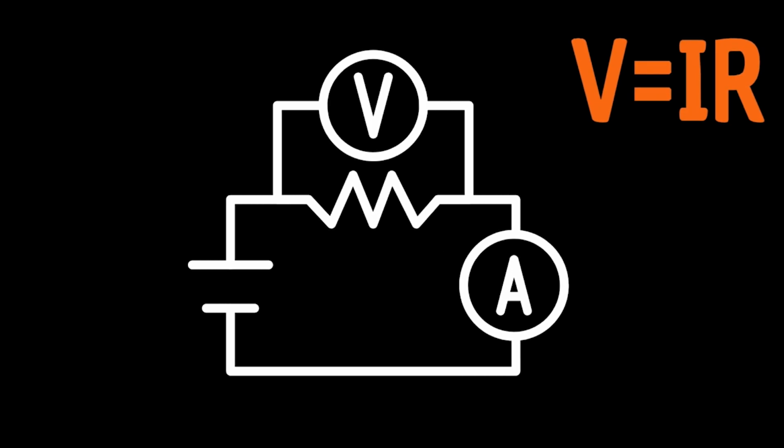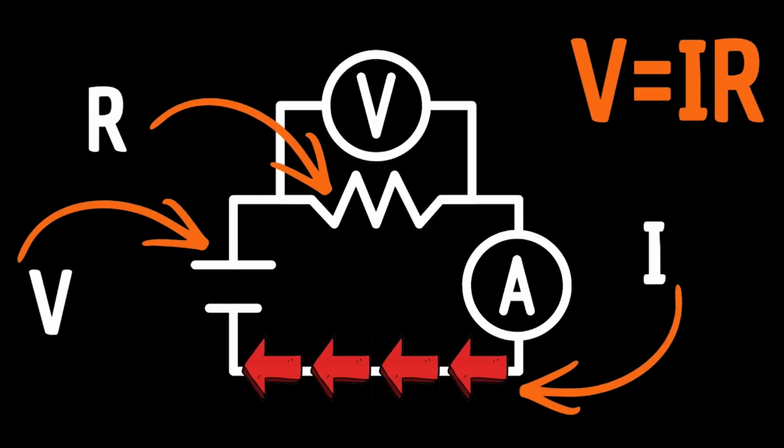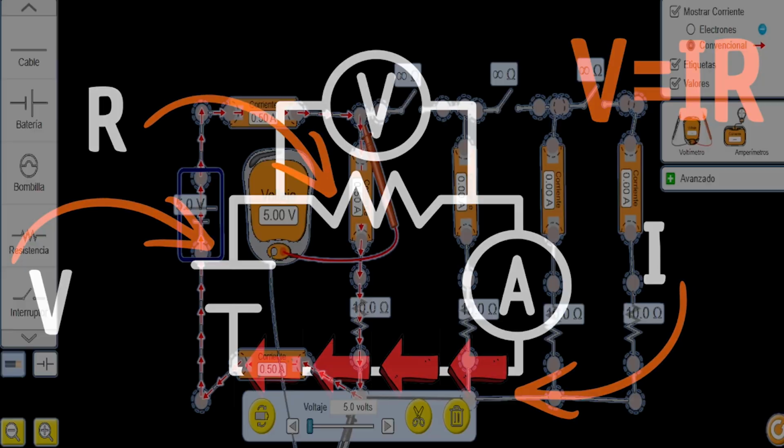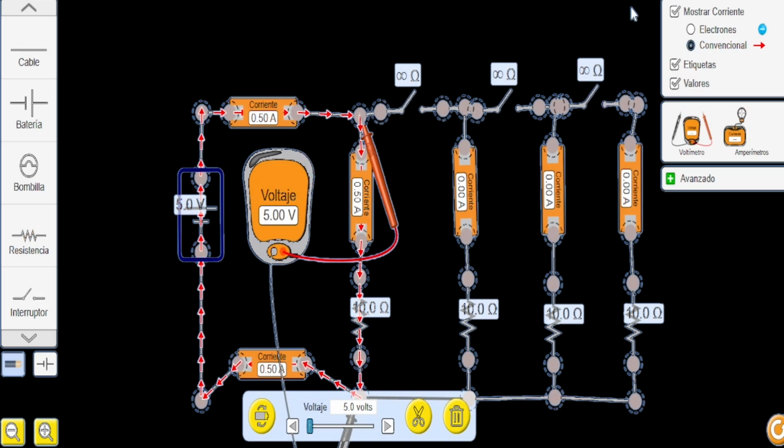Did you know that Ohm's law helps us to understand how current, voltage, and resistance behave in a circuit? I'll explain it to you with this circuit, and little by little, we'll activate the next resistors so you can fully understand what happens. We'll begin with the most basic circuit.